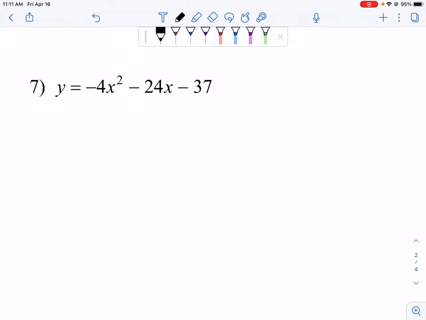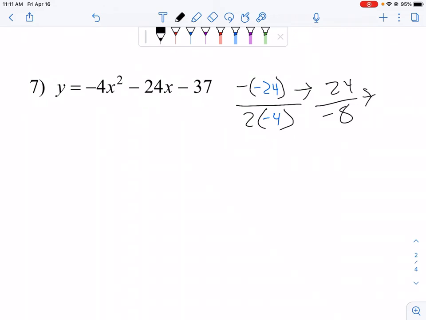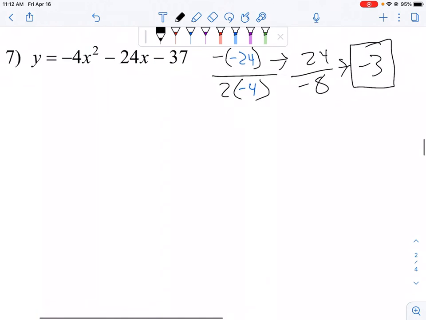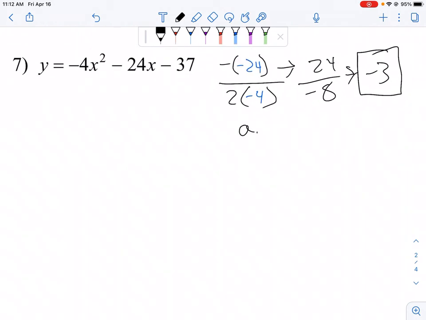You're welcome to use a calculator to work this out. So we're saying negative b over 2 times a. Our b value here is negative 24, and our a value is negative 4. So the opposite of negative 24 is positive 24, and 2 times negative 4 is negative 8. And this is going to reduce to 24 divided by negative 8, which is negative 3. So we call this our axis of symmetry, x equals negative 3.